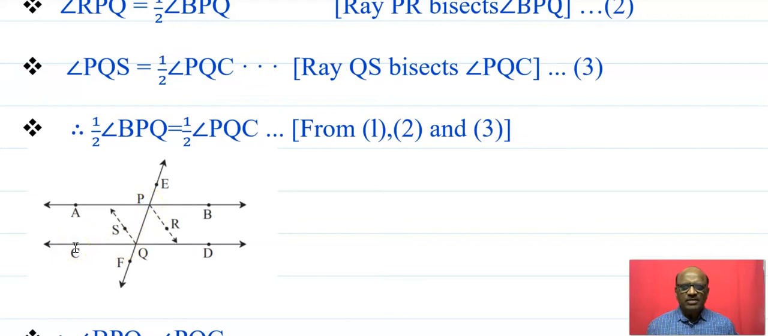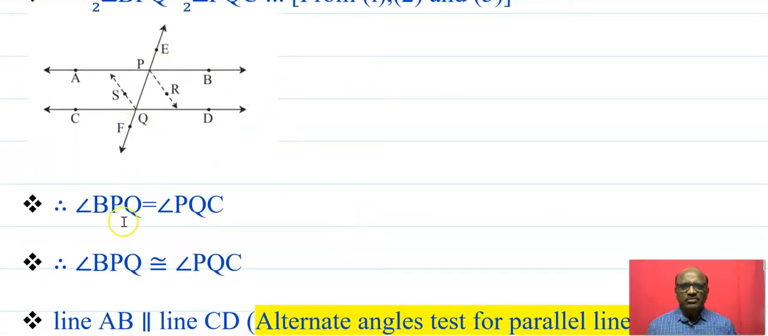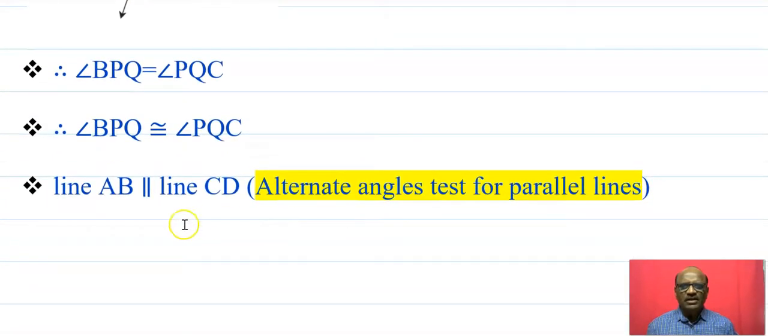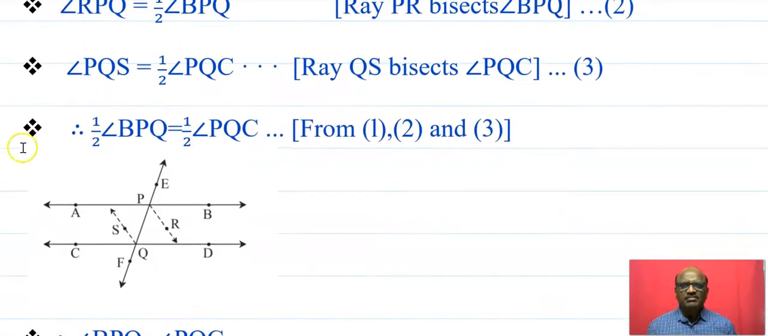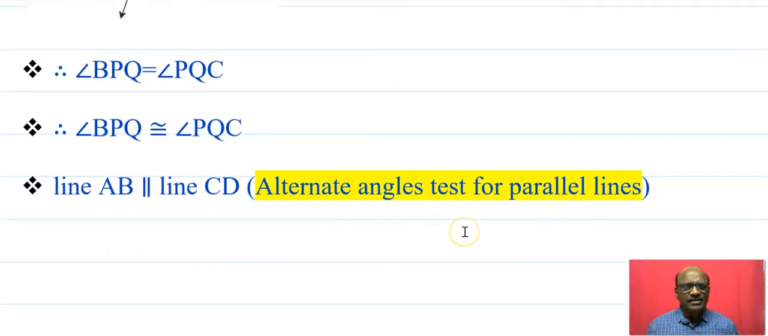Now these are the alternate angles for the line AB and line CD, where PQ is their transversal, and by the alternate angle test the line AB is parallel to line CD. Now see this here. The angle BPQ is equal to angle PQC. They are congruent. Therefore, the line AB is parallel to line CD by the alternate angle test.